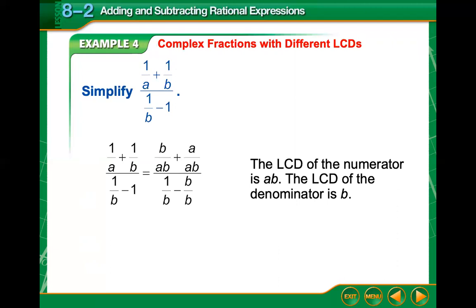So we're going to start with this. The LCD of the numerator is AB. The LCD of the denominator is B. So that is something we need to look at. In the numerator, we multiplied the first fraction by B, top and bottom, and the second fraction by A, top and bottom. For the denominator, we just multiplied by this 1. We changed that to B over B, which is still 1, but that is how we're going to rewrite it so that we have the least common denominator.